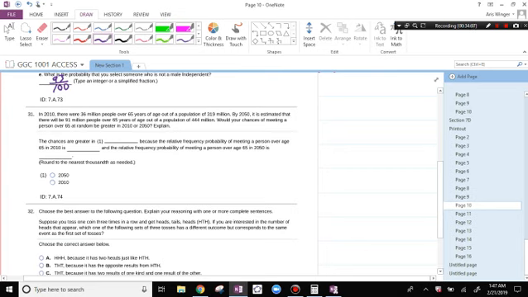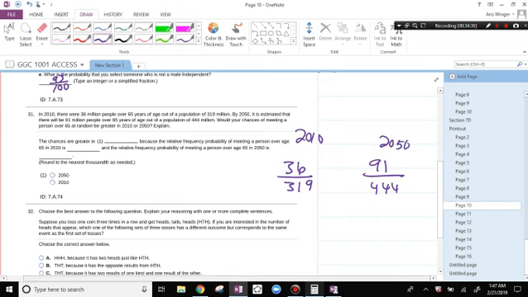In 2010, there were 36 million people over 65 out of a population of 319 million. By 2050, it is estimated there will be 91 million people over 65 out of a population of 444 million. Would your chances of meeting a person over 65 at random be greater in 2010 or 2050?